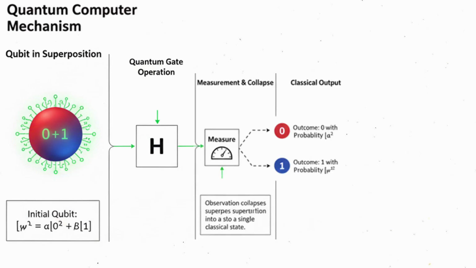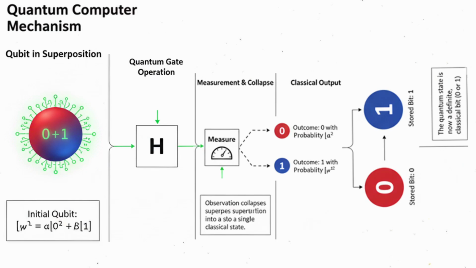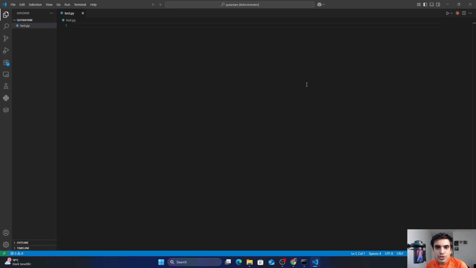In a quantum computer, we have qubits. First, we will pass the qubits through the quantum gates, which will put them into superposition. And after that, we will measure those qubits to get their final value, and then we will store the final result in the classical bit. Now I will show you how you can create and simulate your own quantum circuit inside your laptop using Python.